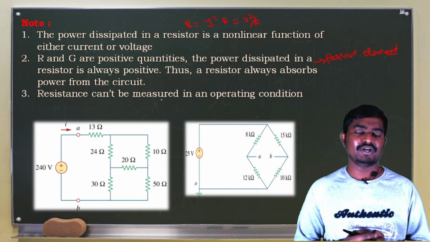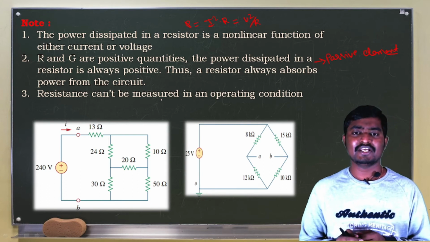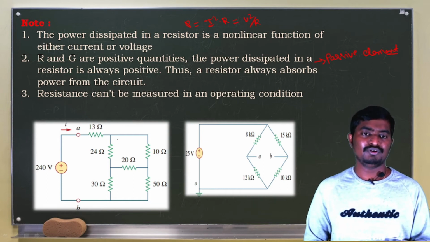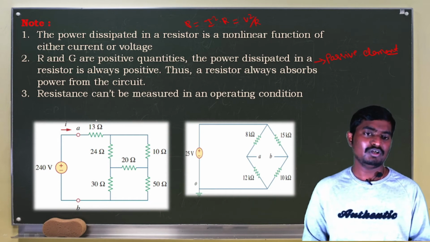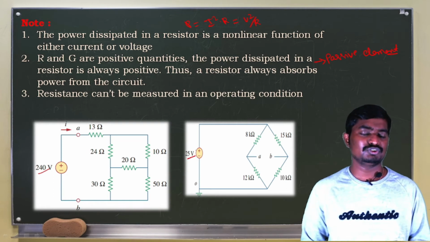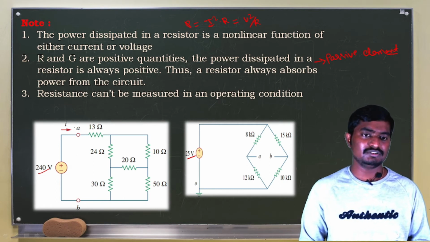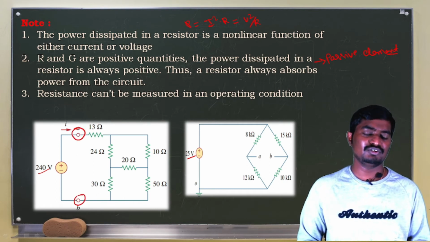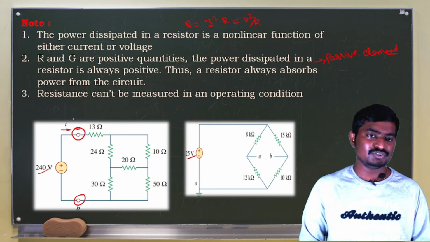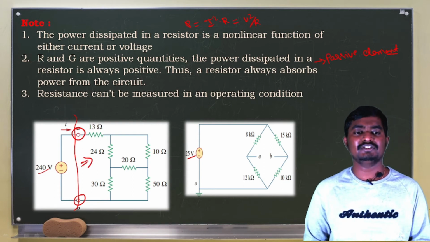So one more important observation is that when a circuit is active, resistance cannot be measured during operating conditions. When we look into these two figures, these two are active networks because a 240 volt source is present here and a 25 volt source is present here. So in order to calculate the value of resistance across the terminals A and B, first we have to switch off or isolate the sources.